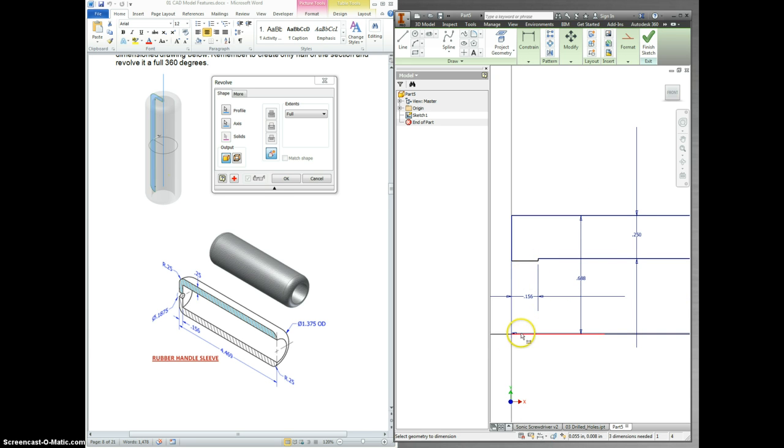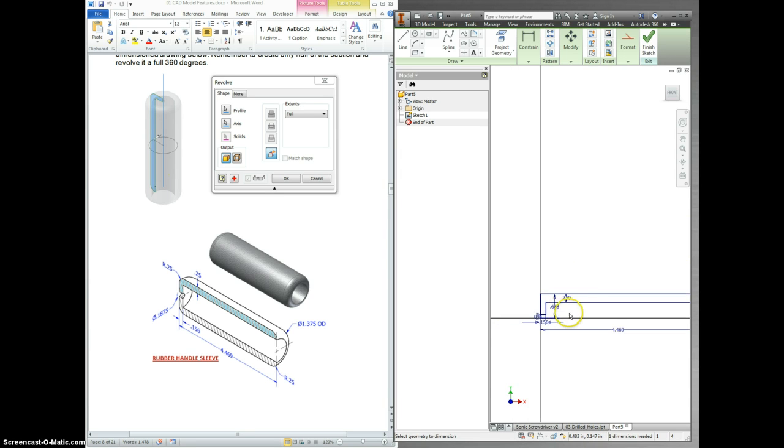Alright, we need to figure out the distance from here to here. And we have a call out for the diameter of this hole is 0.1875, different from 1.375. And we're going to take that and divide that by 2 because we're showing half of the hole that we're making. And that's looking really good so far.